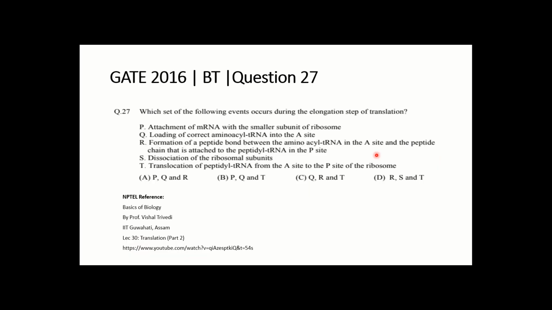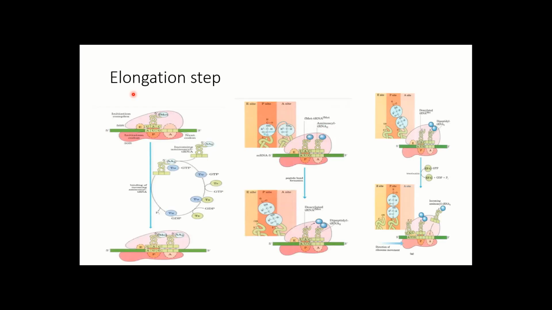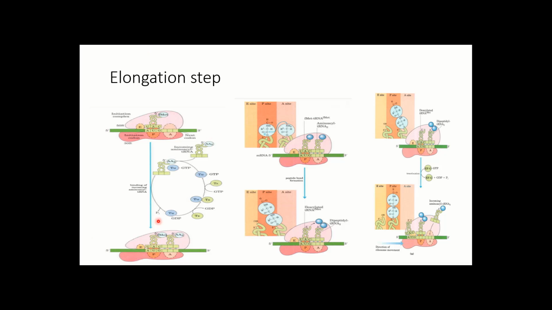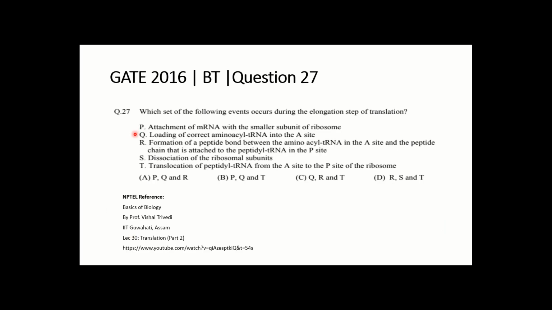Now let's see in the question what is true and what is false. The first option is attachment of mRNA with the smaller subunit of the ribosome. That is not true because that does not happen in the elongation step, rather it happens in the initiation step. So P is not a correct option. Option Q, loading of the correct amino acid tRNA into the A site, is true because in the first step you can see the incoming amino acid tRNA will be loaded to the A site of the ribosome. So option Q is true.